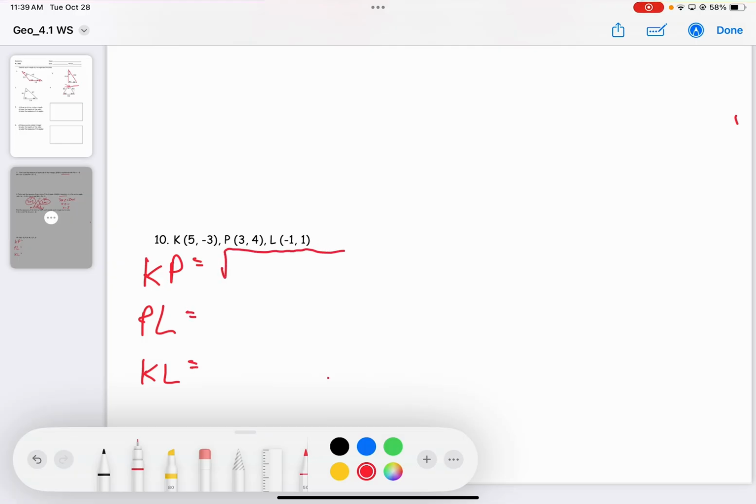All right. Very straight line there. Okay, cool. So let's do KP first. All right, so I would need to do difference in my x values, so 3 minus 5 squared, plus difference in my y values. So I did 3 minus 5, so I need to do 4 minus negative 3. Got to be consistent.